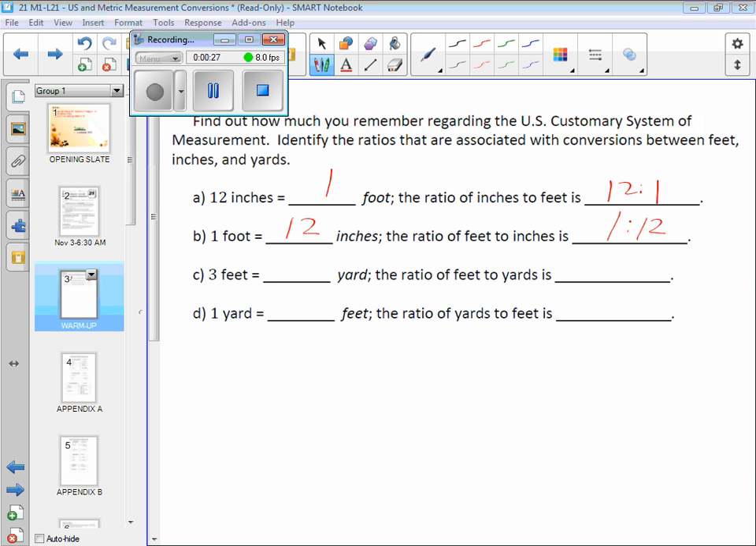What about feet to yards? 3 feet? 1 to 3. And ratio? 3 to 1. Finally, letter D. Kelly. 1 yard, how many feet? And your ratio?